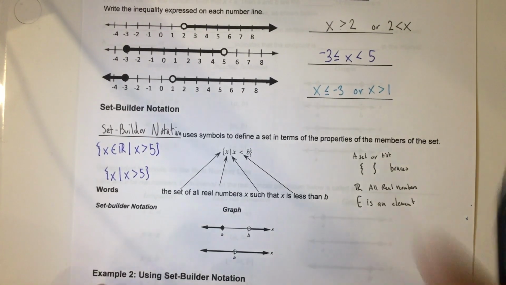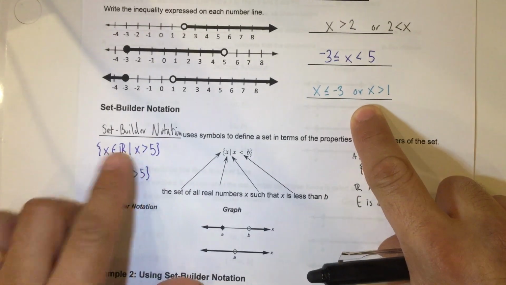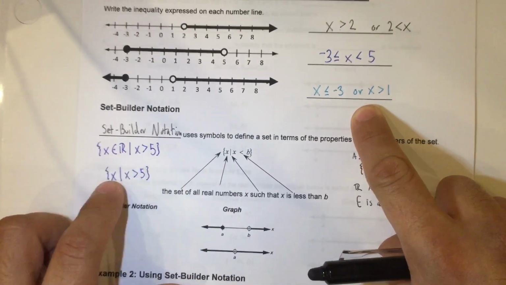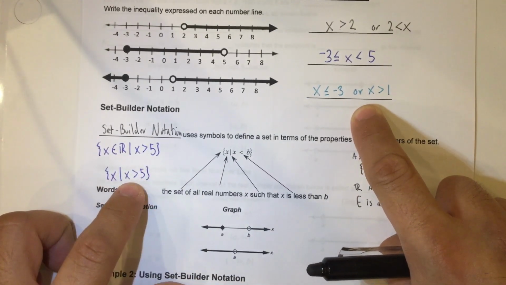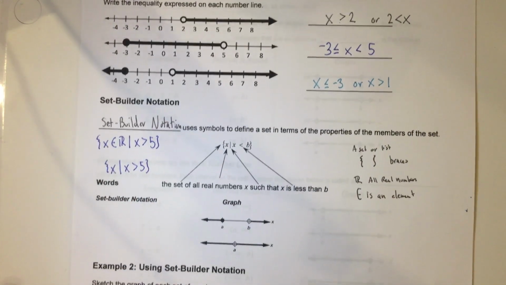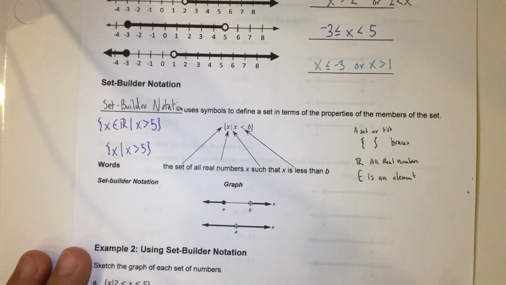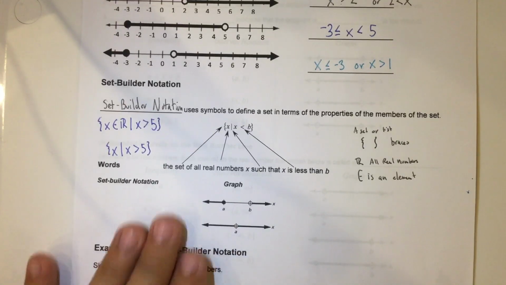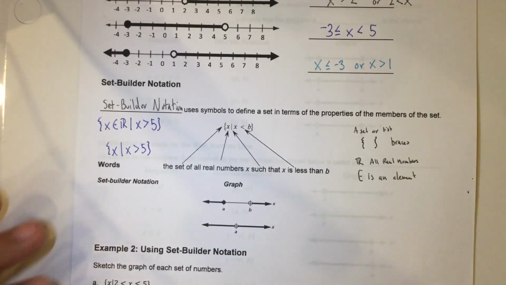So the difference between your inequality notation and your set builder is we have the introduction of the braces, x such that, and everything else is pretty much inequality notation. Okay, so take a look at this right here. We have two graphs right here. Let's talk about how you can write those.